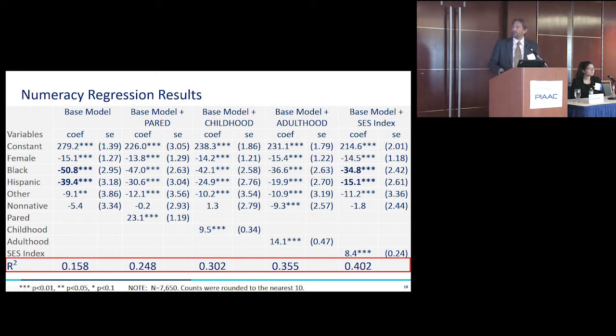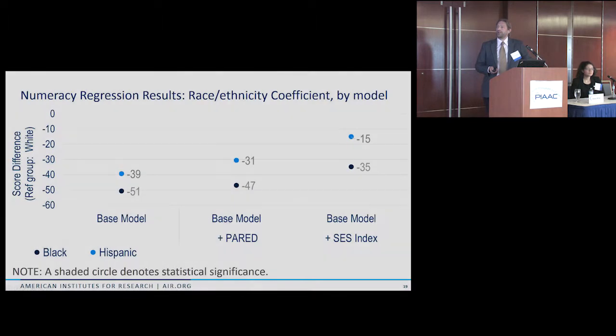I do want to focus on what's a little bit buried among all these numbers, the skills gaps, white-Black skills gaps, and white-Hispanic skill gaps. So I'll pull this out here. And so the base model shows more or less the observed skill gaps between white and Black students, 51 points, and white and Hispanic students, 39 points.